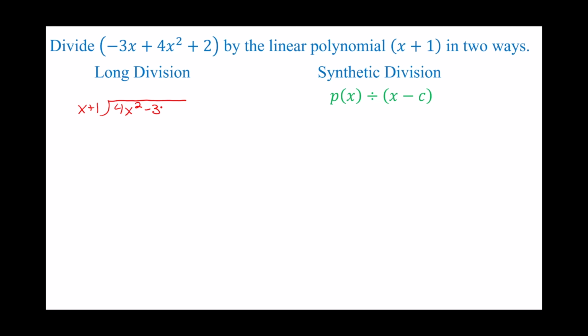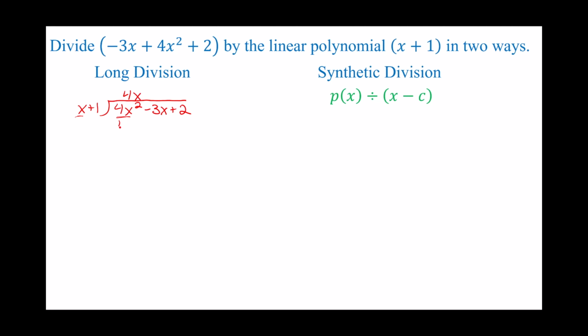of powers, and always do that when you're doing division. Write it in descending order. So we're going to write it as 4x squared minus 3x plus 2. Now we're going to divide. So what times x is 4x squared? That would be 4x. And then we multiply that 4x by x plus 1.